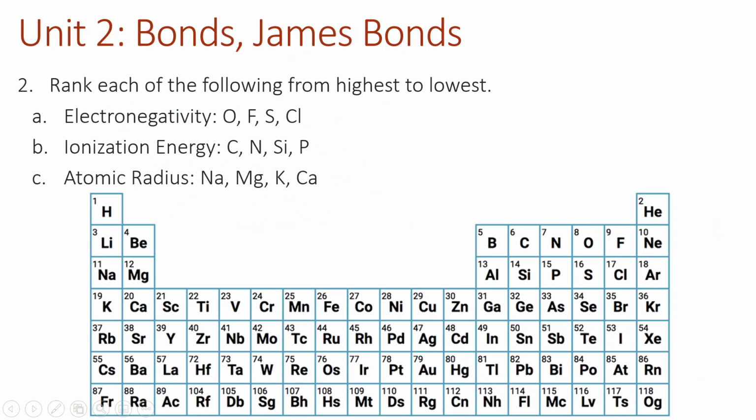In the next question, we want to rank these from highest to lowest. So there's 2 things that we have to think about here whenever we're dealing with these periodic trends. So first we need to think about shielding, which is related to the layers of electrons, the energy levels. And then we need to worry about nuclear charge, which is basically just how positive is the nucleus.